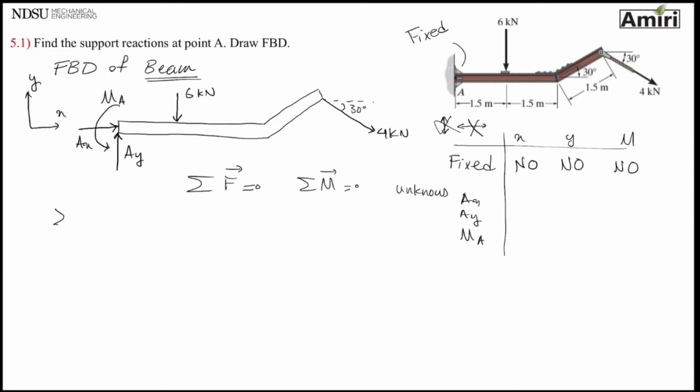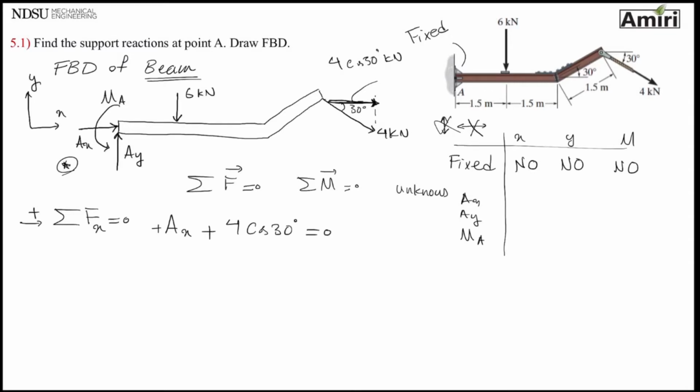So let me start with sigma forces in the X direction being 0. I'm taking this way to be positive. I start from one corner and make my way along, and any force that I see in the X direction, I'm going to write it down. The first thing I see is AX, and it's positive. Keep moving. I don't see anything else all the way to the end. So this is going to be 4 cosine 30, and that's in the X direction, and that is also positive. So 4 cosine 30, nothing else, so that should equal 0. This will give me AX of minus 3.46 kilonewton.